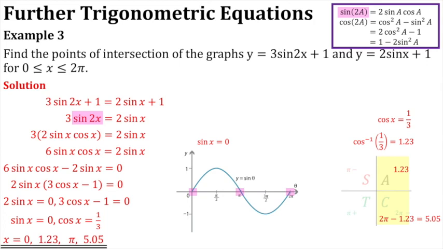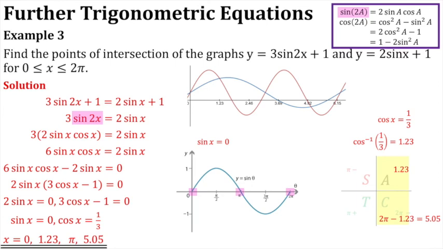And if we just have a quick look at these graphs, so y equals 3 sine 2x plus 1 and y equals 2 sine x plus 1. And you can see the points of intersection here at 0, 1.23, pi, which is approximately 3.14, and 5.05.